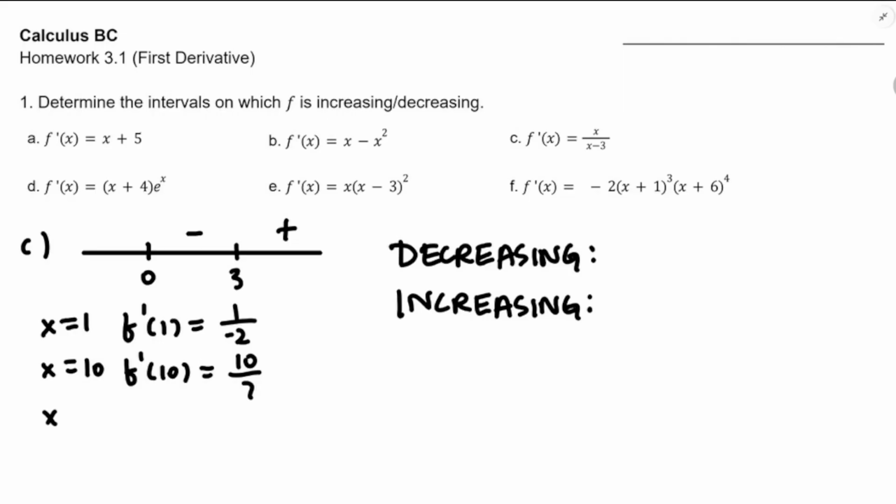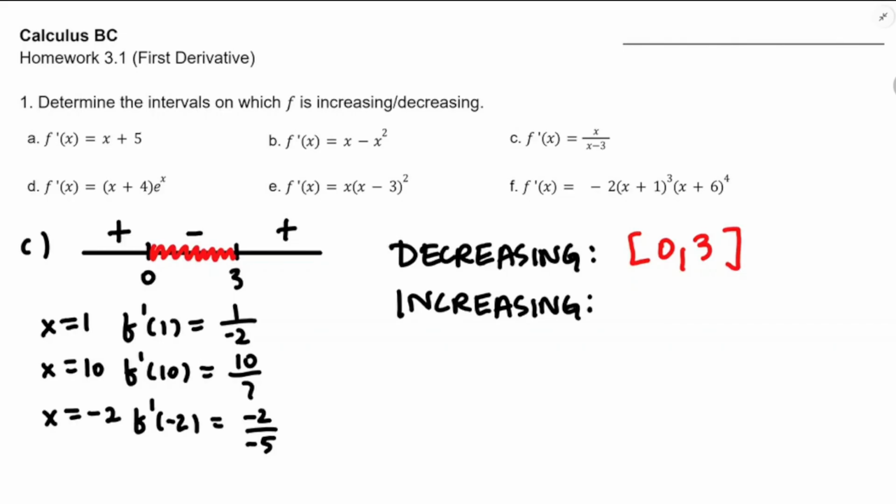And then, all right, with x equaling something negative, like negative 2, any negative number you want, we're going to plug that in. I'm going to get negative 2 over negative 2 minus 3, and so that's going to also be positive. Now if I want to know where the function's decreasing, that's where it's got a negative derivative. That's on the interval 0 to 3.